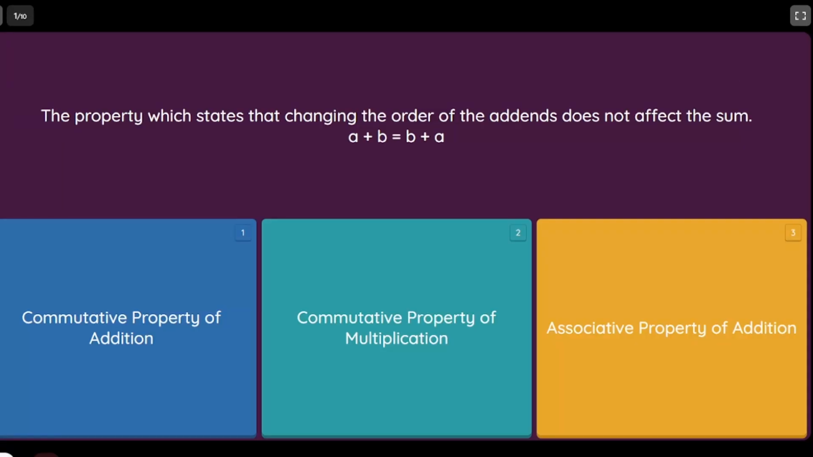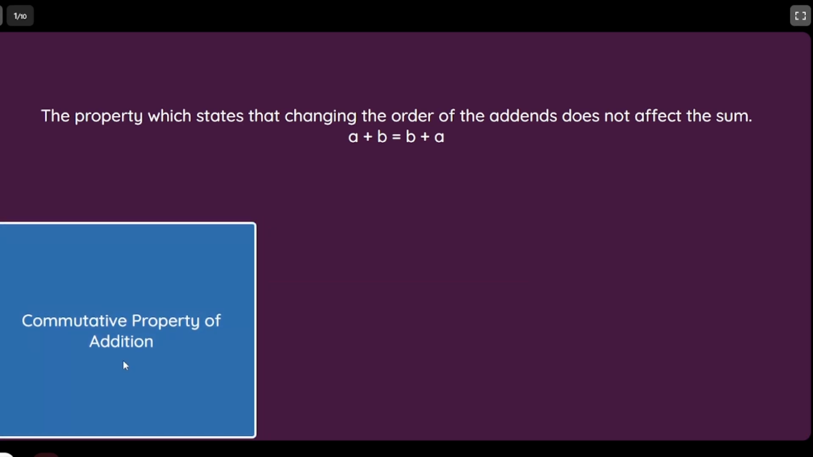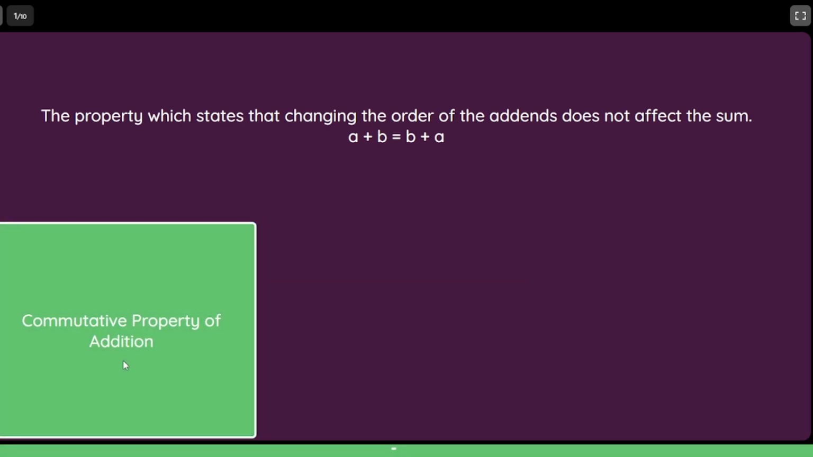The property which states that changing the order of addends does not affect the sum. We know when it's in order, it's commutative property, and we're doing addition. So this is commutative property of addition. There you go.